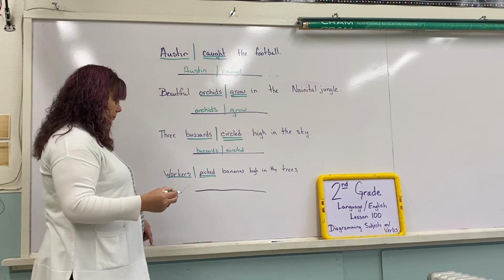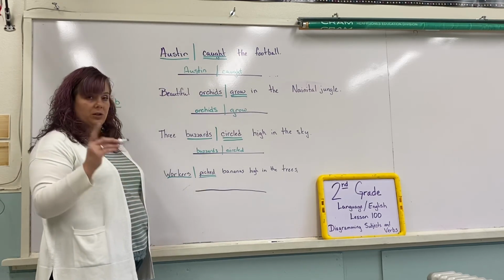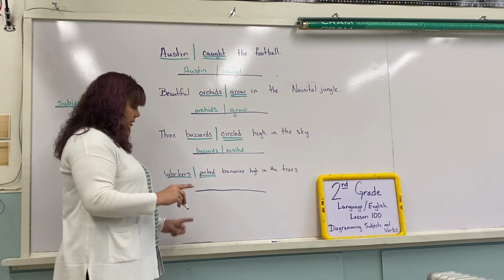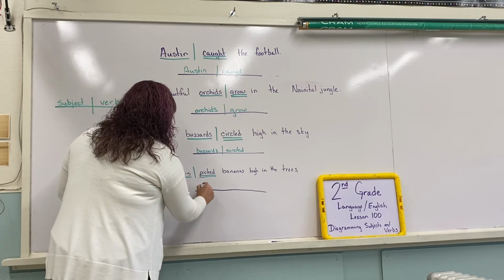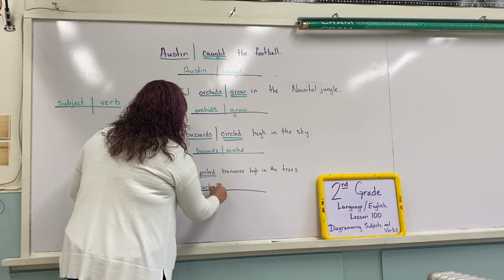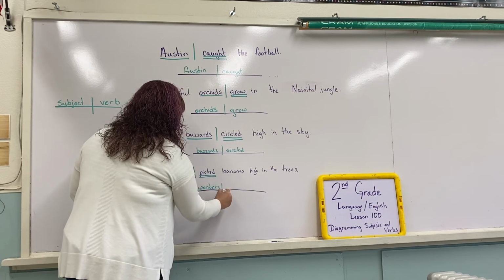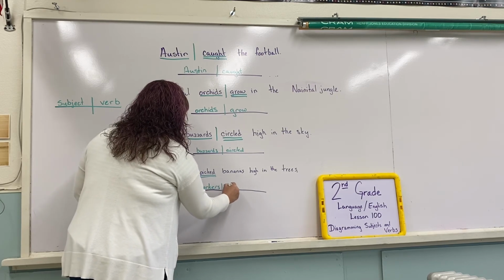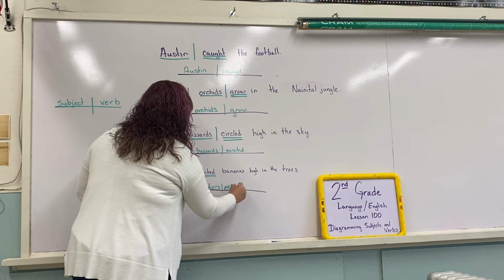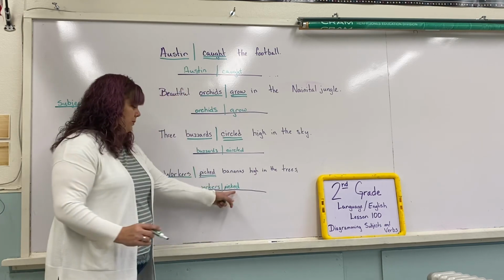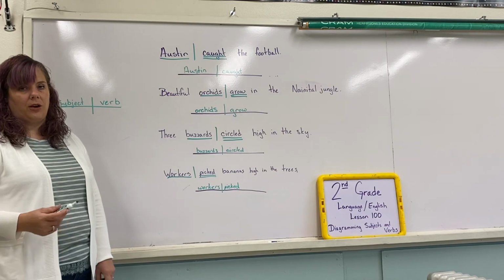Okay, picked. Workers picked. That's our subject and verb. Now we're going to diagram it. Workers goes on the left, and picked goes on the right. Workers picked. That's our diagram. Good job.